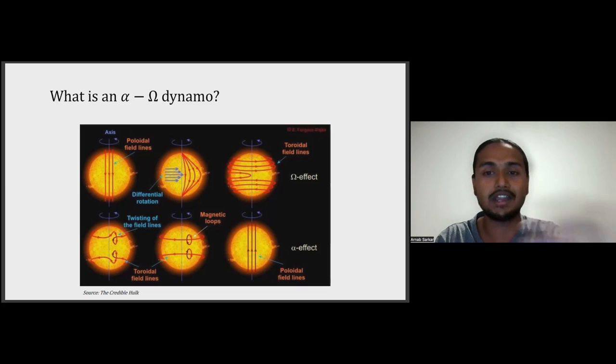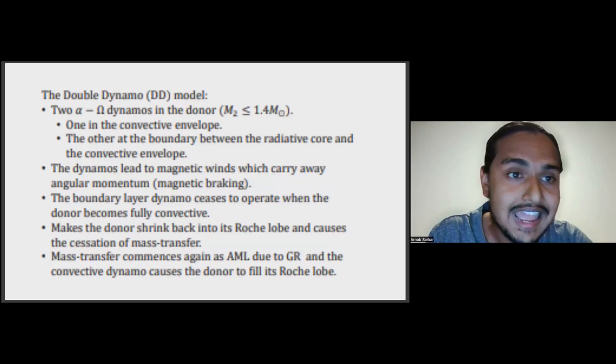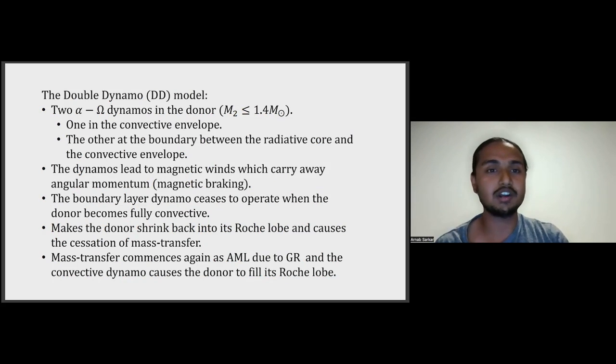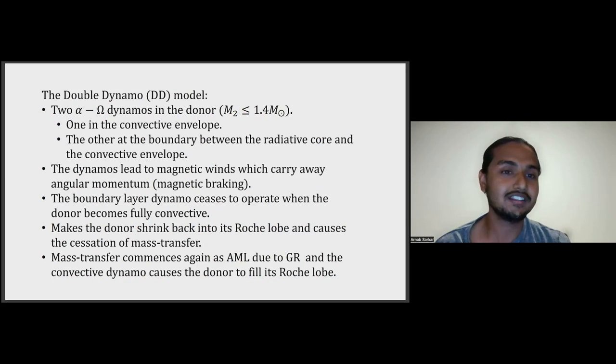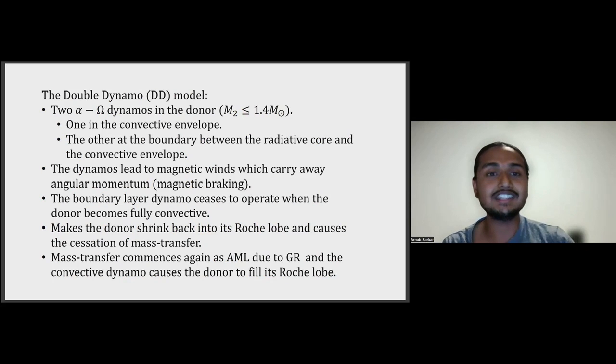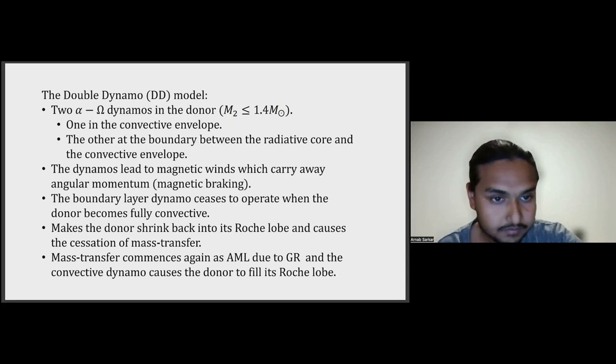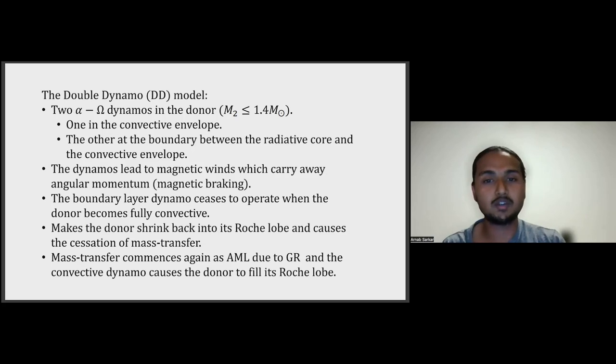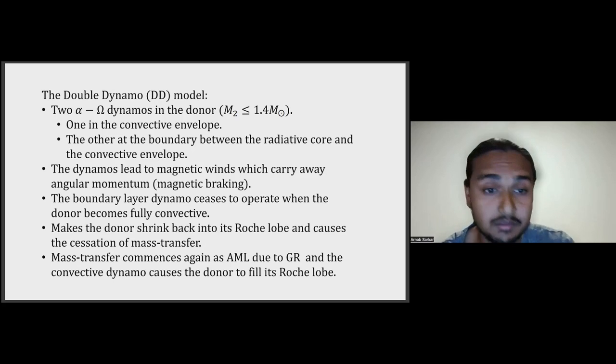So with these two, you can have self-sustaining magnetic fields, and we come up with something called the double dynamo model, wherein there are two such alpha omega dynamos in the donor, one in the convective envelope and the other at the boundary between the radiative core and the convective envelope. Since these donors are low mass stars, you have a convective envelope and a radiative core. These two dynamos lead to magnetic winds which carry away angular momentum and thus cause magnetic braking.